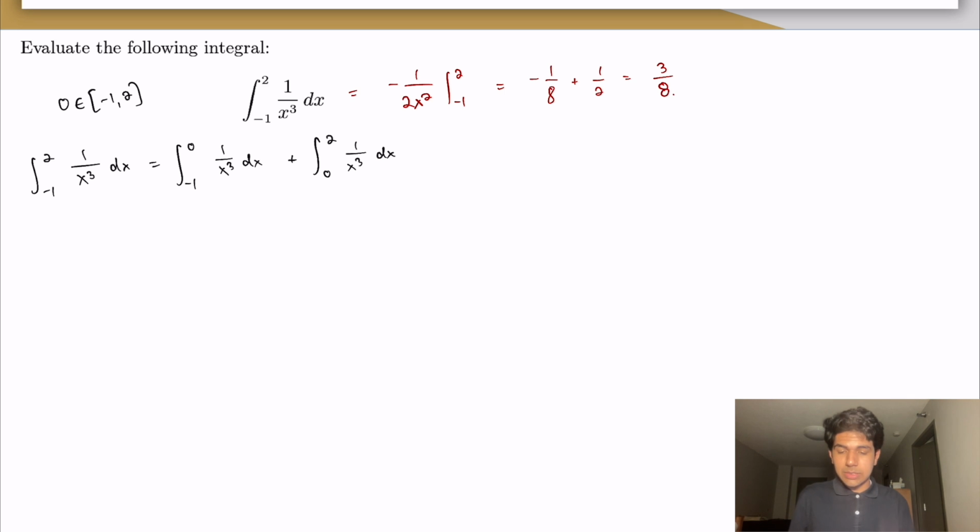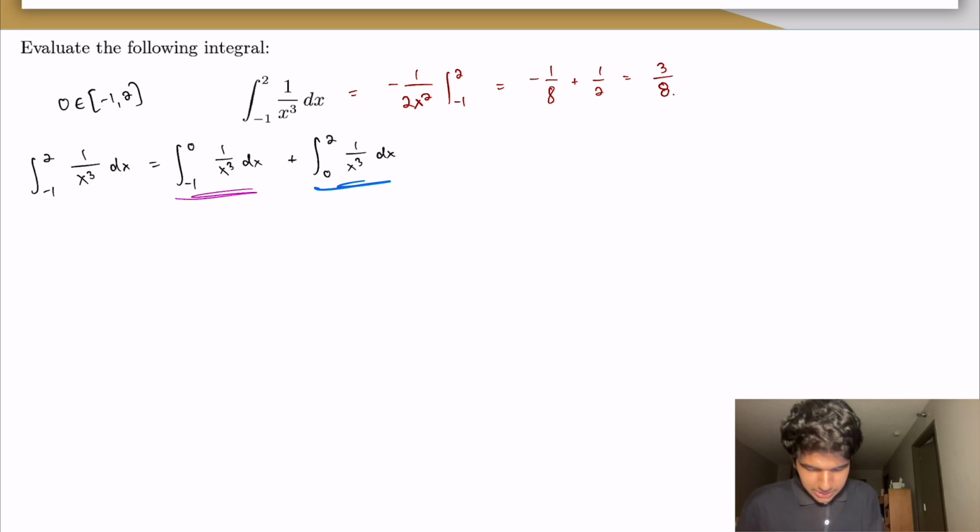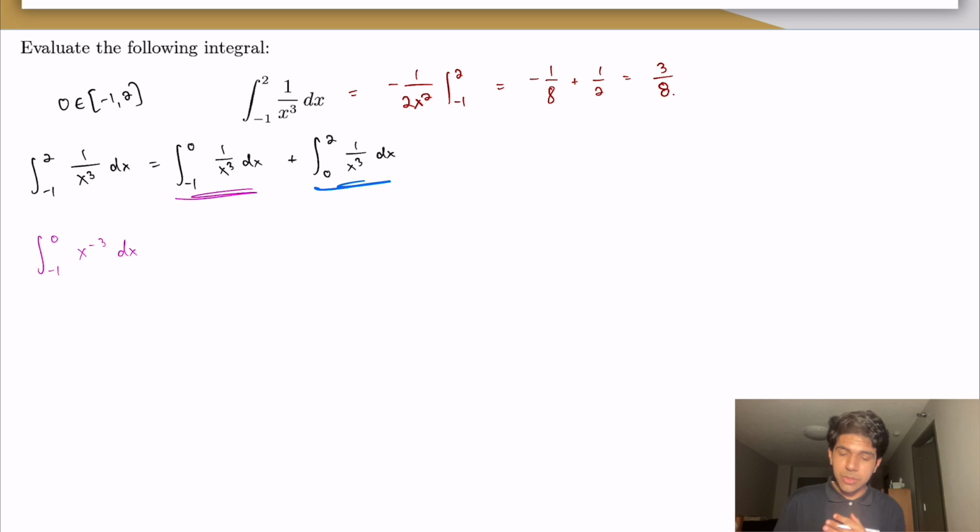Now, we can solve these integrals individually, so I'll do the first one in pink and the second one in blue, I suppose. For the first one, the integral from -1 to 0, we'll rewrite this as x to the -3rd dx. Though we've already recognized the infinite discontinuity, we haven't properly handled it in our solving procedure. We've just broken it apart into two integrals. Now we have to actually solve these as we normally would, like we did in the previous problem, where we set a variable and then take the limit.